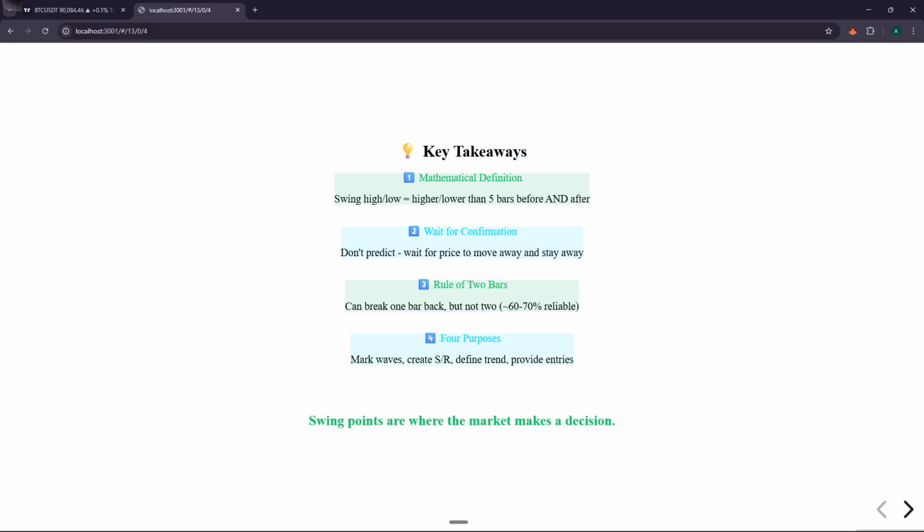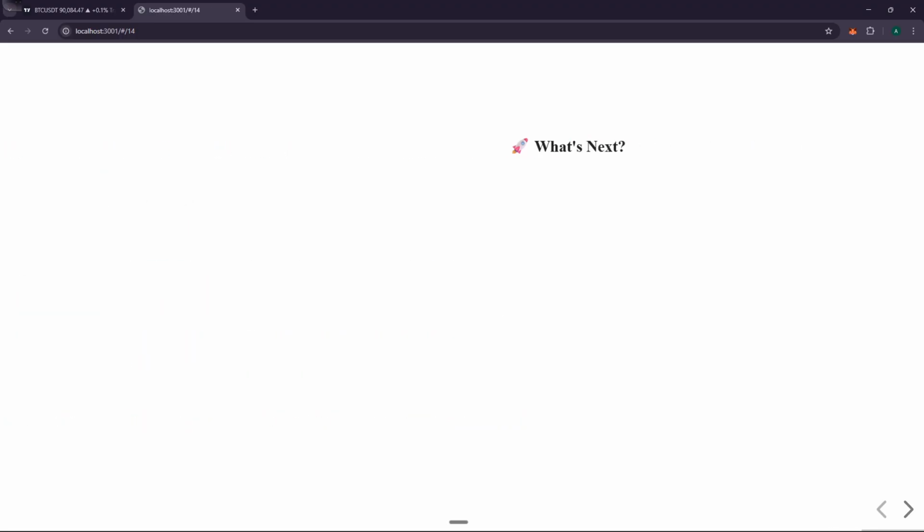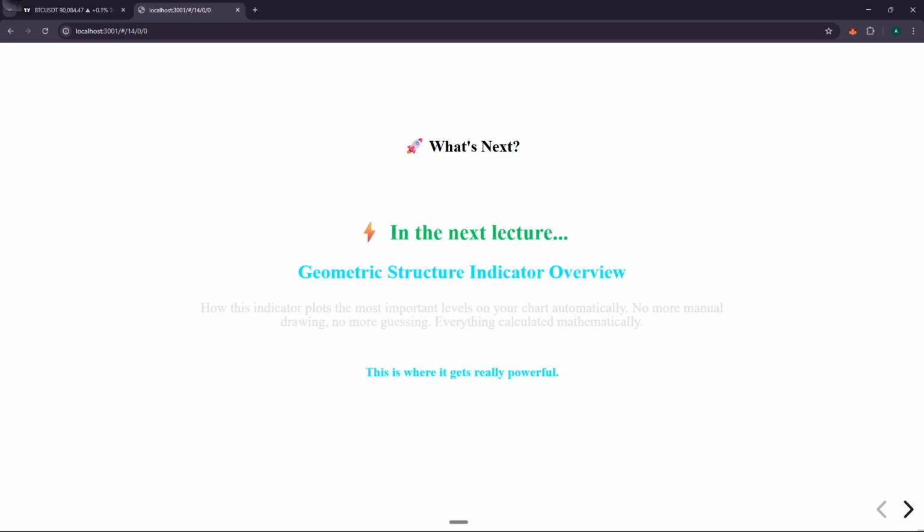So swing points are where the market makes decisions. All right. So in the next lecture, I'm going to show you how this indicator plots the most important levels on your chart automatically, and no more manual drawing, no more guessing, everything calculated mathematically.